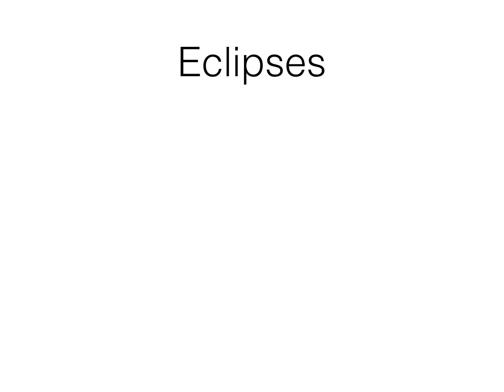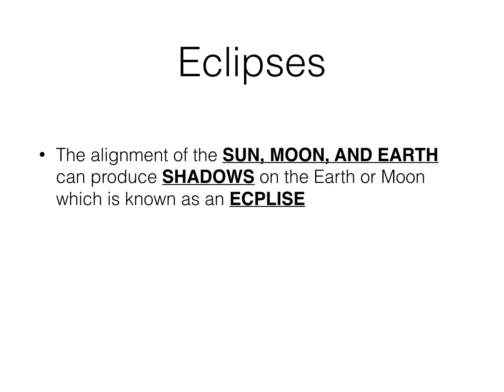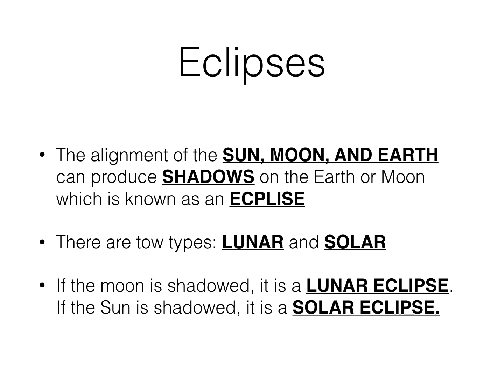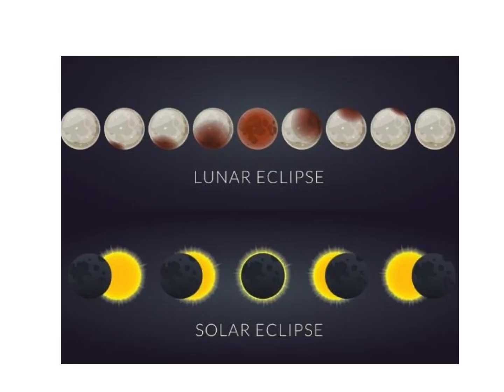And the last one is eclipses. I think this is the easiest one. But this is an alignment of the sun, moon, and Earth, and they can produce shadows on the Earth or the moon, which that should not say Earth, that should say sun, which is known as an eclipse. So it's not Earth, it's sun. And then there's 2 types, lunar and solar, and the name of them lets you know which one it is. If the moon is shadowed, it's a lunar eclipse because luna means moon. And if the sun is shadowed, it's a solar eclipse, or sola meaning sun. And here's a picture of each.